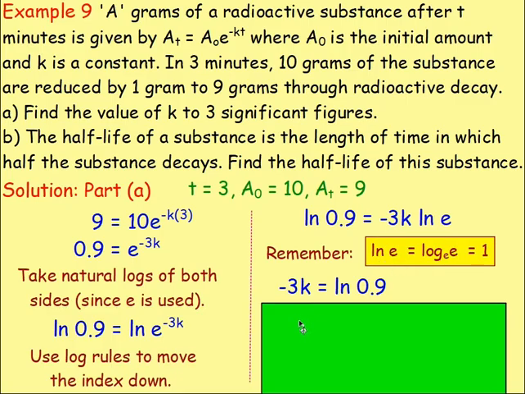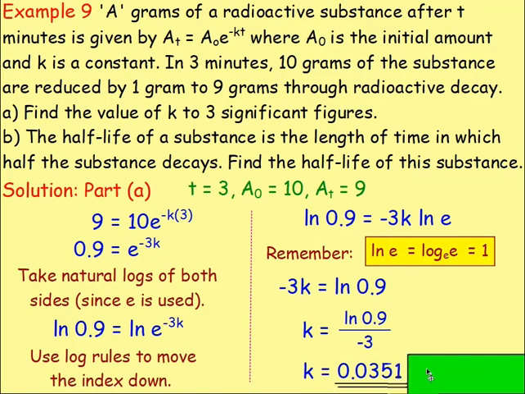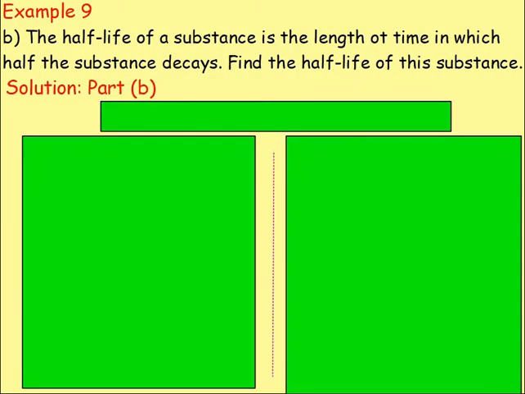We want the value of k, so divide both sides by negative 3. So we've got ln 0.9 divided by negative 3. And once again, use the calculator, and that will give you 0.0351 to 3 significant figures. Part B. So for part B, the half-life of a substance is the length of time in which half of the substance decays.